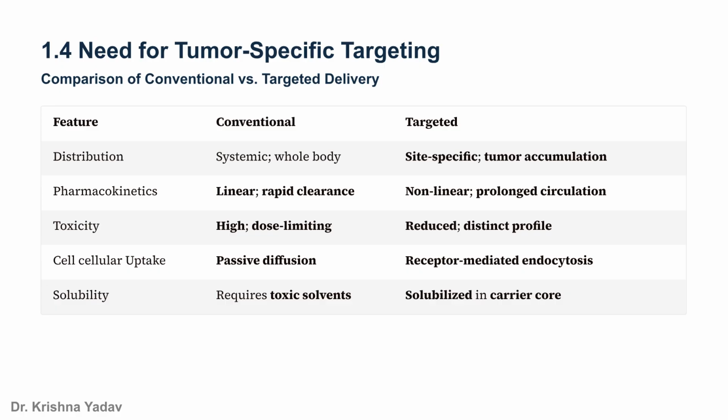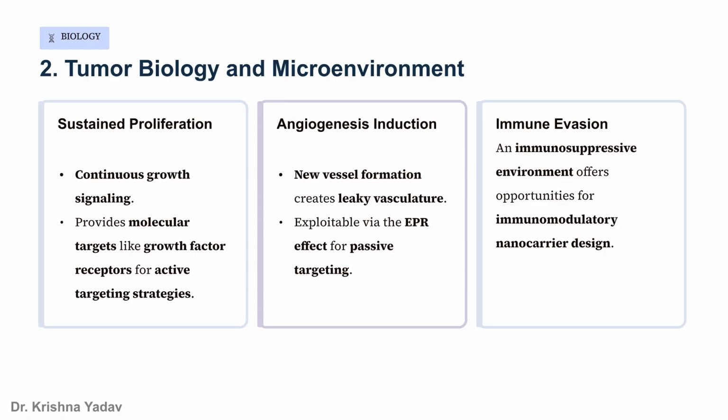Targeted delivery offers significant advantages over conventional methods. It allows for site-specific accumulation, nonlinear pharmacokinetics, reduced toxicity, and cell uptake via receptor-mediated endocytosis, often solubilizing drugs in the carrier core. Tumor biology presents characteristics exploitable for targeting. Sustained proliferation offers molecular targets. Angiogenesis induction creates leaky vasculature, useful for passive targeting via the EPR effect. Immune evasion suggests opportunities for immunomodulatory nanocarrier design.